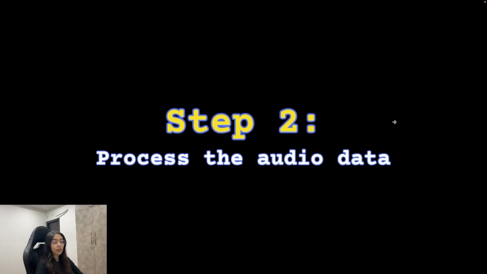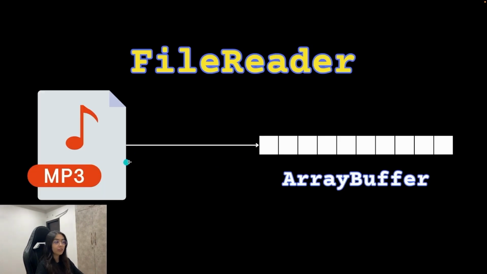Now that we have the audio file, we want to process this audio file and convert it into some usable data. So we have an MP3 file, we want to convert it into an array buffer. In order to convert it into an array buffer, we will make use of something known as FileReader. So this FileReader will read this file and then convert this MP3 file into an array buffer.